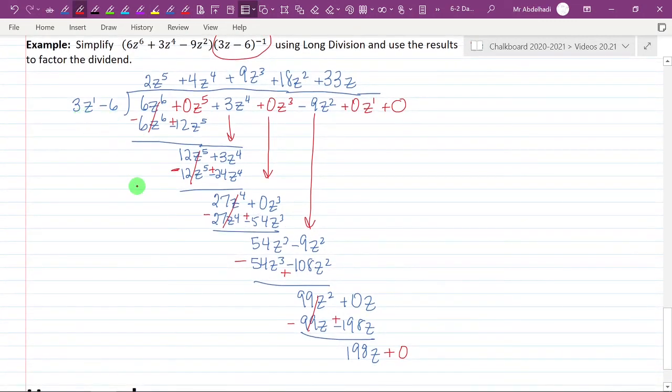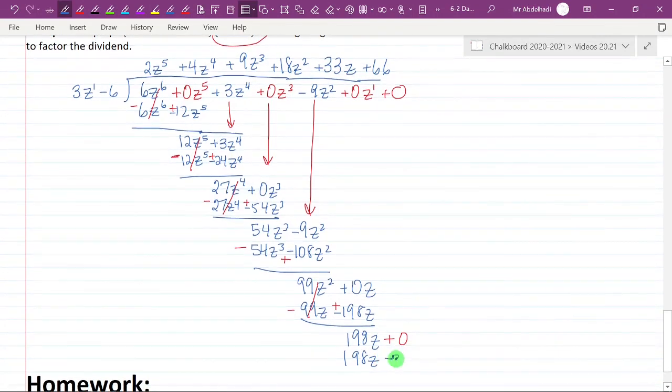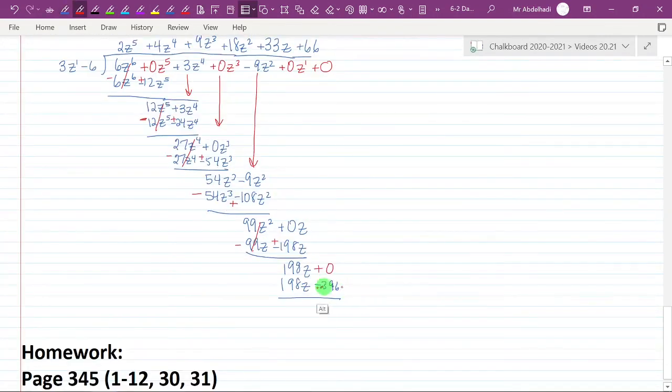So 3 into 198, what do you need to multiply by 3 to get 198? 66 actually. 66 times this will give you this. And 66 times 6 is going to give you negative 396. Now, you subtract, you make this negative, you make this positive. I hope you're not watching on a phone. Anyway, things are getting pretty tiny here. And you get a remainder of 396.